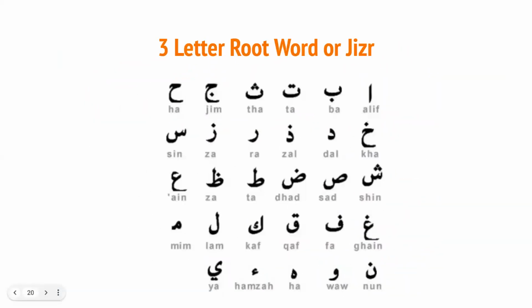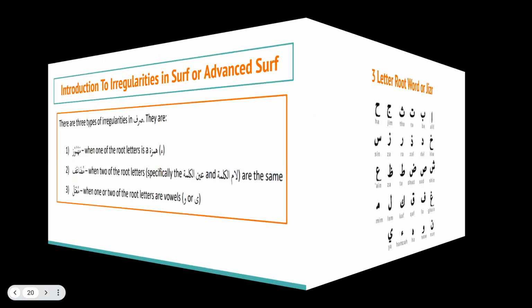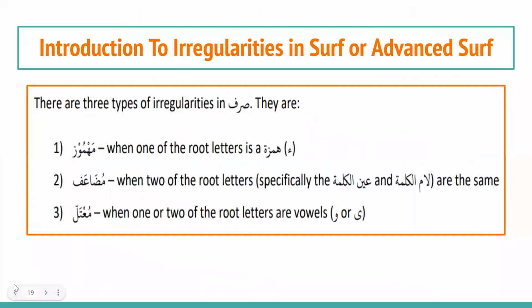Going back to the same slide, so far you learned that there are three basic types of irregularities. First is the one in which Hamza is there in one of the three root letters, and that irregularity is called Mahmooz. The second one is the one in which two of the three root letters are the same, and that is called Mudaa'f.